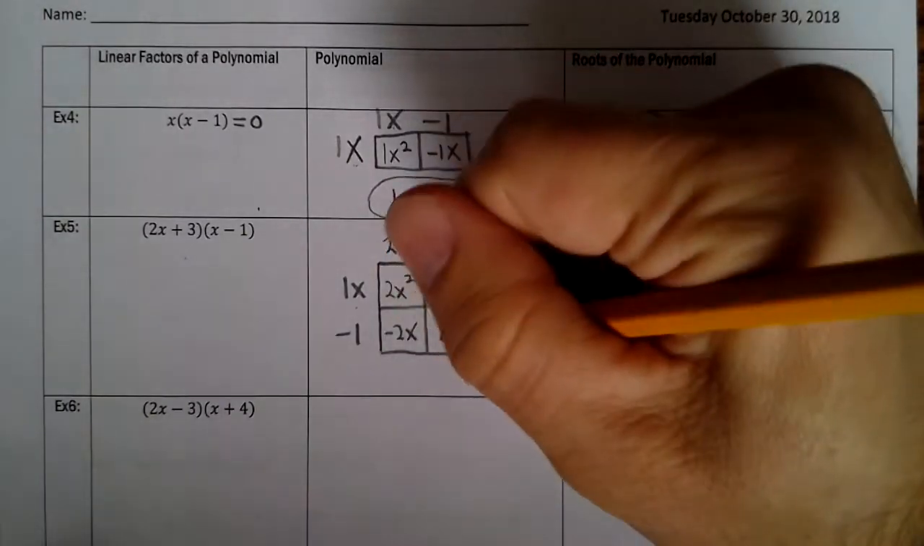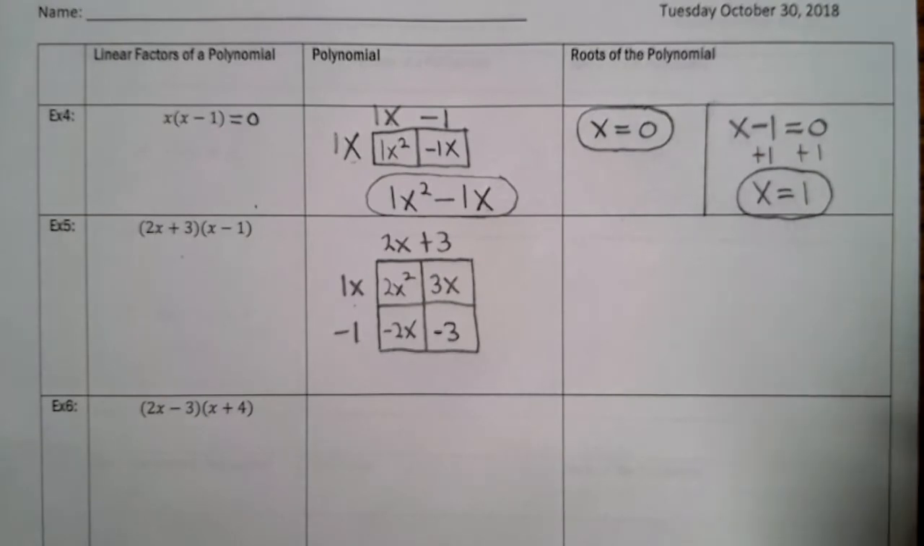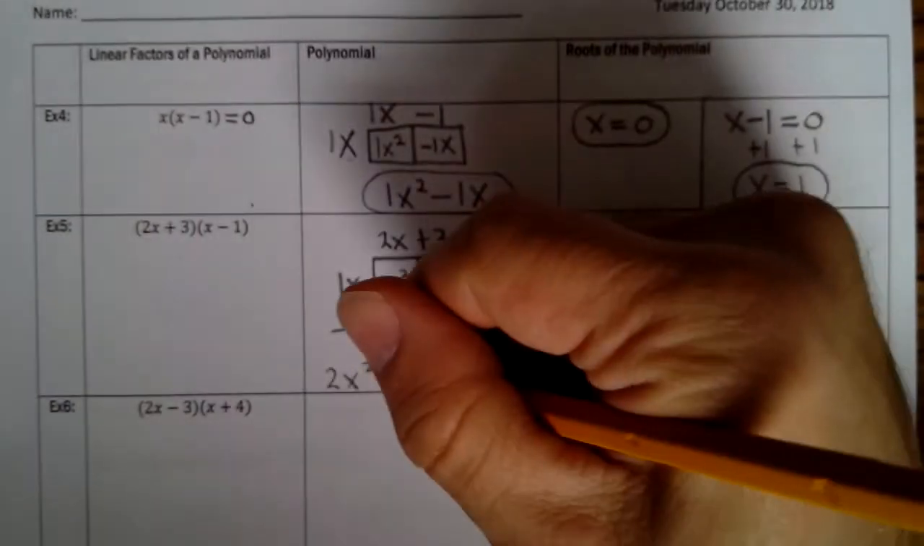So now we combine terms. Well, we have 2x squared. Nothing to combine with. 3x minus 2x is plus 1x minus 3. So there's your polynomial.